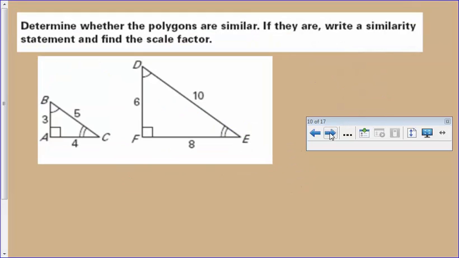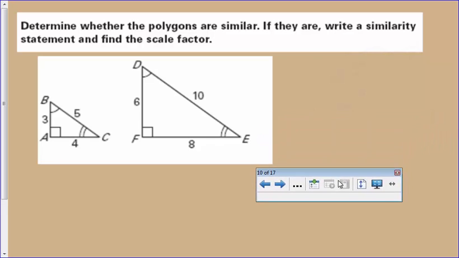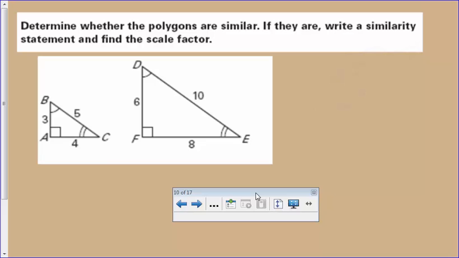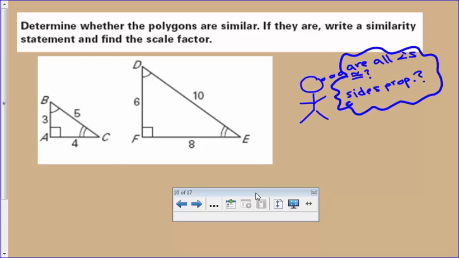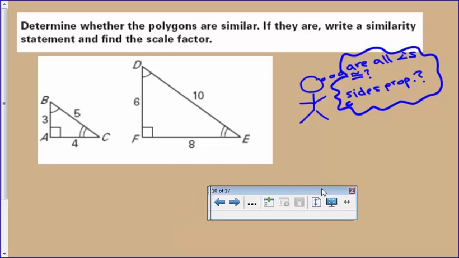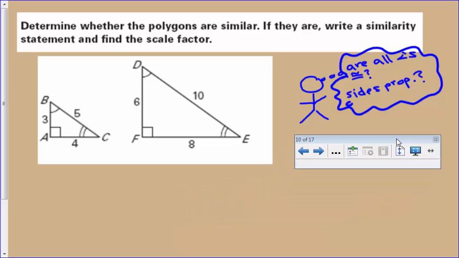All right, so we're going to actually determine if they are similar, because not all triangles or figures are similar, but we're going to check for two different things. So Miss Hurst used her artistic ability to draw you a little guy to remind you what you have to check for. You first have to check, are all the angles congruent, and then you got to check if the sides are proportional. So let's take a look at these two triangles.